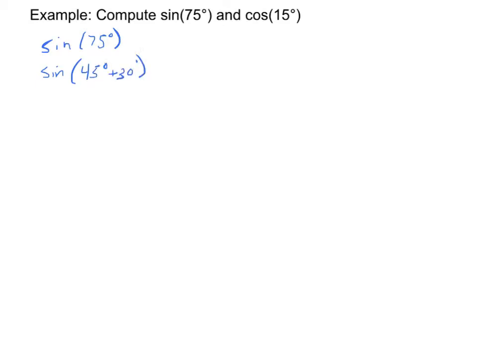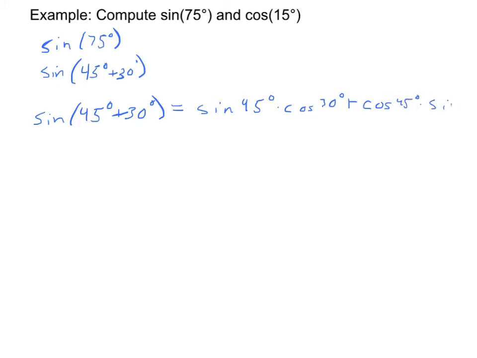Okay. So now, if you remember your formulas from the previous page, we can find that the sine of 45 degrees plus 30 degrees will be equal to the sine of 45 degrees times the cosine of 30 degrees plus the cosine of 45 degrees times the sine of 30 degrees. Just barely fit that in there.